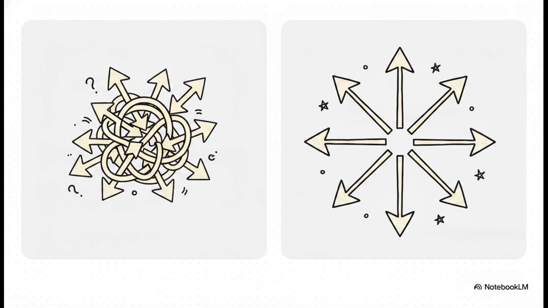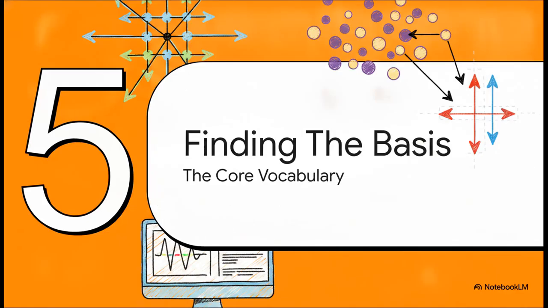But on the flip side, linearly independent vectors possess absolutely zero redundancy. Every single direction is totally essential. Why does this matter to us? Well, because machine learning algorithms absolutely hate redundancy. Feeding a model highly correlated or linearly dependent data completely wastes computational power and can actually end up confusing the algorithms. Section 5. Finding the basis.